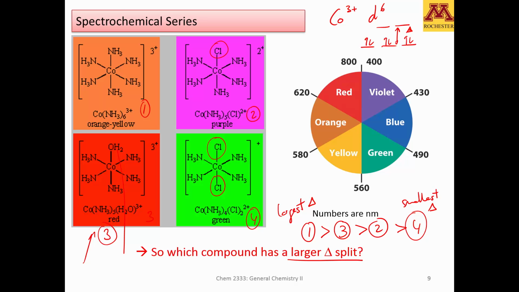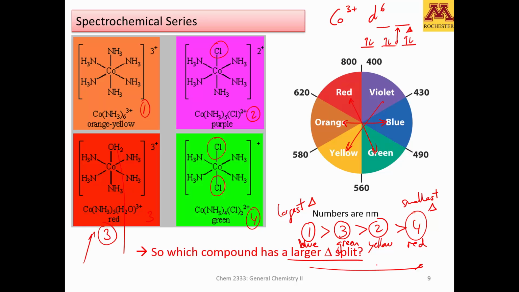Now, can that explain color? Well, let's see. The one that is orange-yellow absorbs in the blue. If you see it orange, it's because it absorbs in the blue. Followed by number 3 that absorbs in the red, therefore it is green. Followed by purple. If it's purple, or you would say violet, it absorbs in the yellow. And finally, number 4 is green. It will absorb in the red.